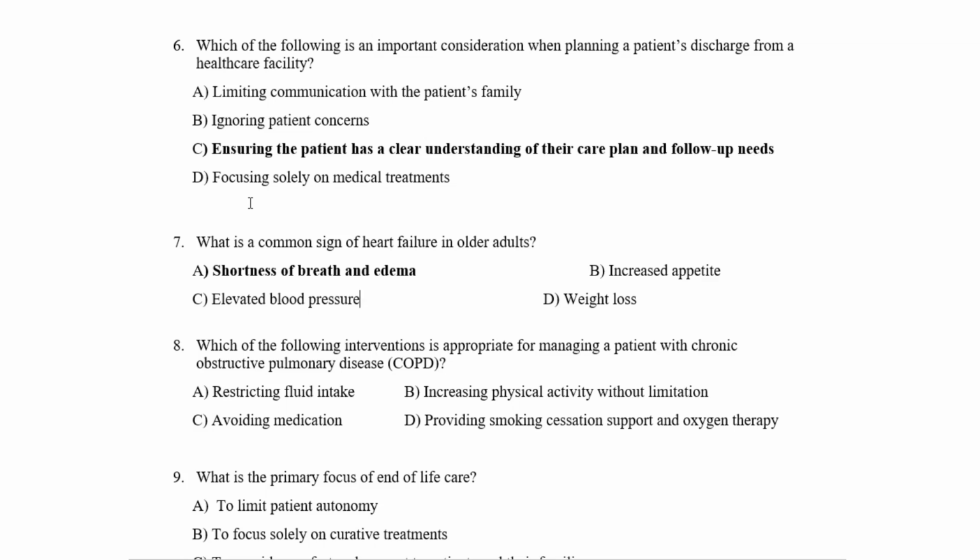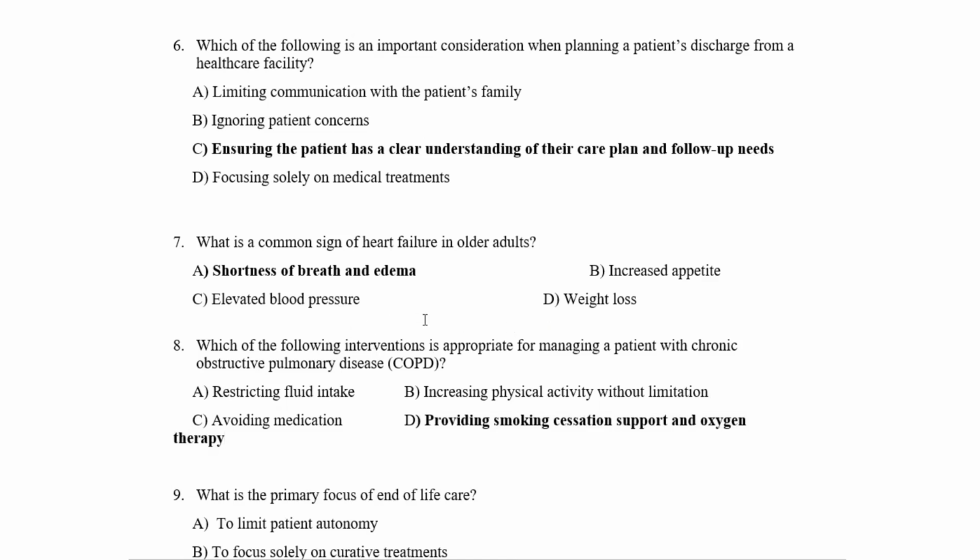त्यसैगरी हामी क्वेशन नम्बर 8 मा हेरौं त। Which of the following intervention is appropriate for managing a patient with chronic obstructive pulmonary disease? Option A मा रहेछ, restricting fluid intake. Option B मा रहेछ, increasing physical activity without limitation. Option C मा रहेछ, avoiding medication. Option D मा रहेछ, providing smoking cessation support and oxygen therapy. यसको सही उत्तर हो अप्सन डी, providing smoking cessation support and oxygen therapy.